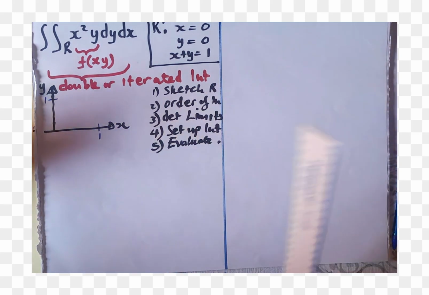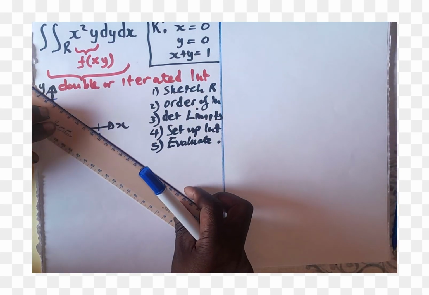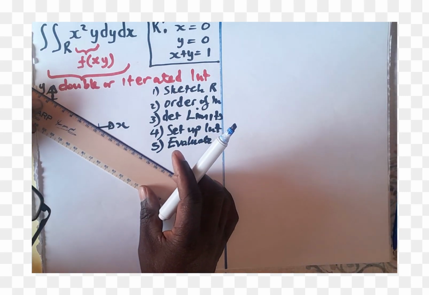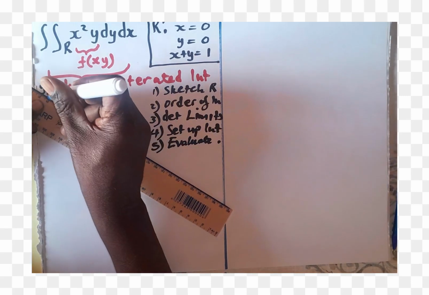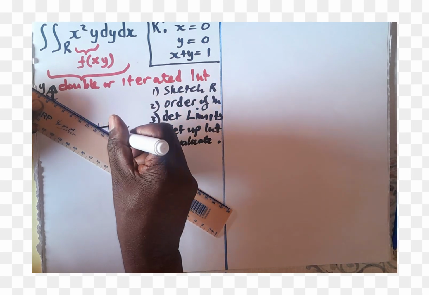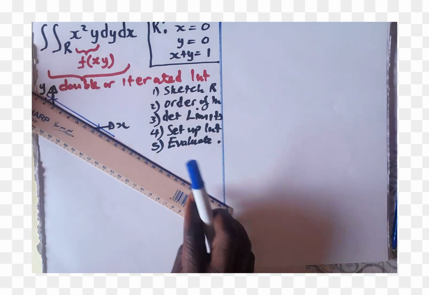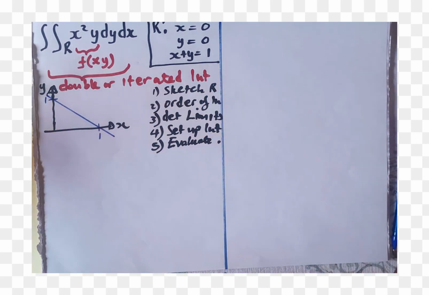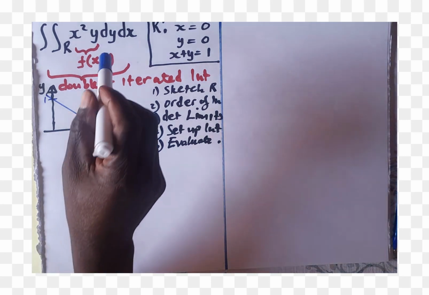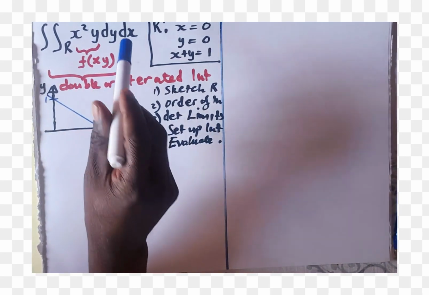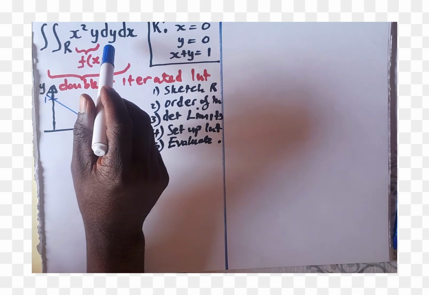Let's use a ruler. It's a straight line. So here is our line x plus y is equal to 1. There it is. Let's draw it in blue. It's rather faint. So there we are. That's the line x plus y is equal to 1. Now we have sketched the region R. Let's decide the order of integration. What do we integrate with respect to first? Well, let's integrate with respect to y first.